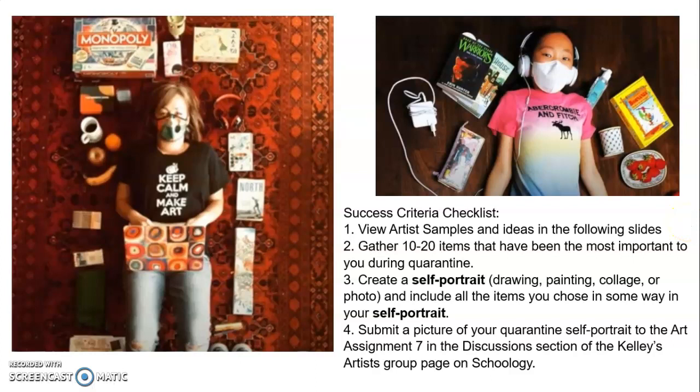Number 1 says to view the artist samples and ideas in the following slides, and we'll do that part together. Number 2 says to gather 10 to 20 items that have been the most important to you during quarantine. I can see that both samples on this page have a few similar items. They both have masks, headphones, books, and some kind of food.